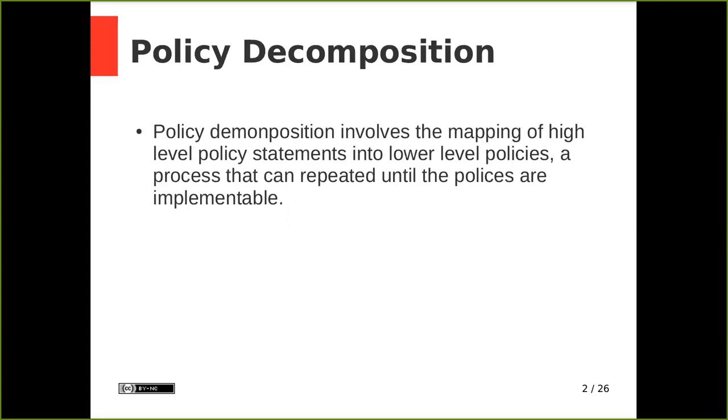Does it need to have a transmission encryption key, key encryption key? Does it need to have an approved key management plan? All these particular items come about due to a high-level requirement as you further decompose those requirements into low-level requirements. And that's what policy decomposition is.